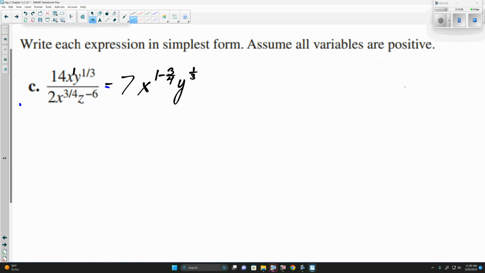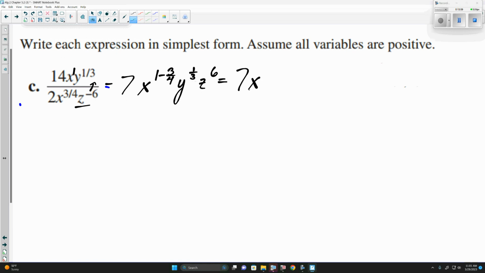So that's taking care of everything except for z to the -6 in the denominator. Now to make the exponent positive, we can move it from the denominator to the numerator. If it was in the numerator, we can move it to the denominator to make it positive. Whenever we move a term from the top to the bottom or bottom to the top, the exponent goes from positive to negative or negative to positive.